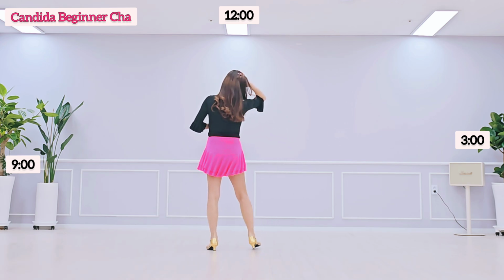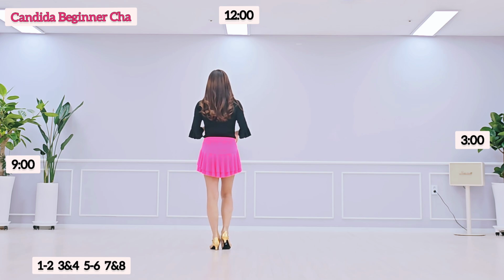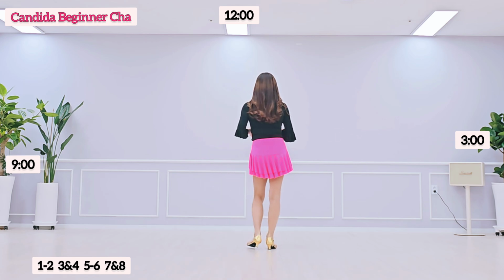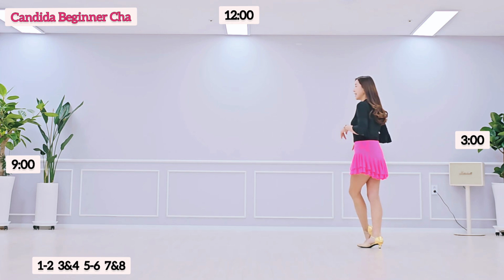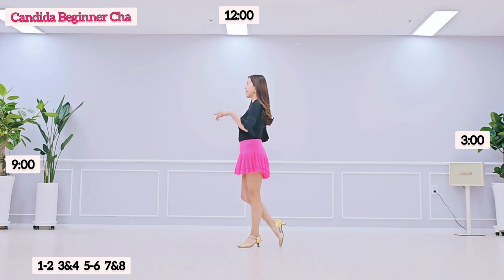카운트 프랙티스 전체 카운트로 한번 해보겠습니다. 섹션 1부터 준비, 시작. 1, 2, 3 and 4, 5, 6, 7 and 8.